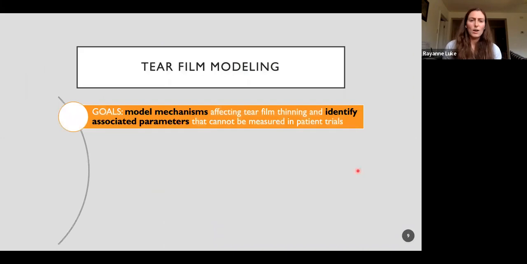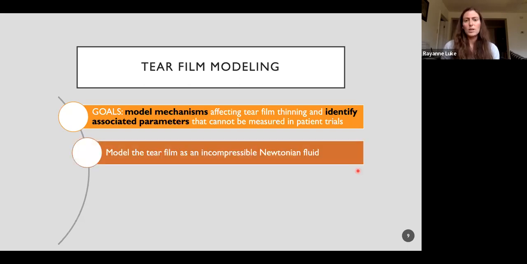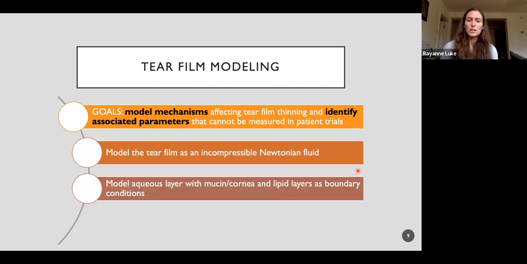So the goals of our model are to model the mechanisms that affect tear film thinning, and in a related capacity, identify parameters that can't currently be measured in patient trials. I mentioned we're going to start with the Navier-Stokes equation. So we'll model the tear film as an incompressible Newtonian fluid. We're going to focus our modeling efforts on the aqueous layer. The mucin layer and the lipid layer will be boundary conditions.